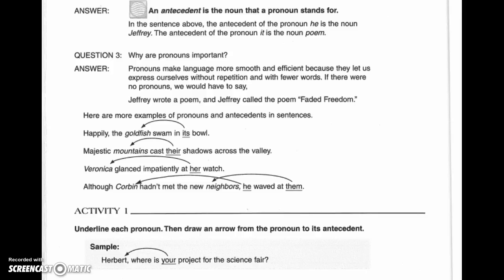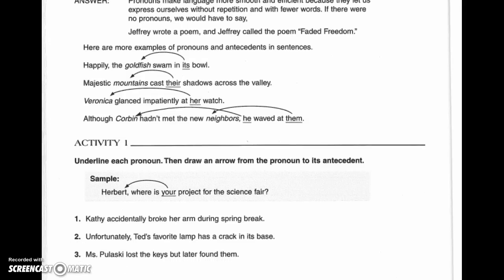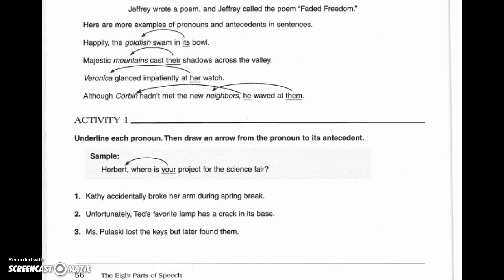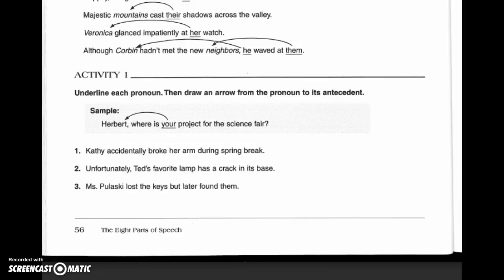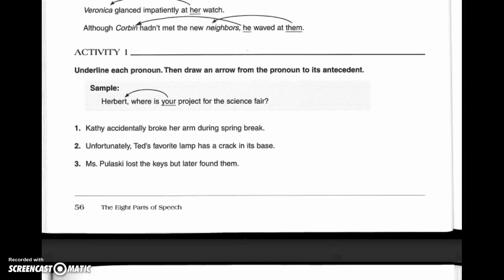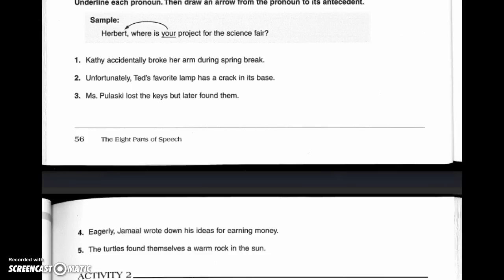In activity 1, you're going to be doing numbers 1 through 5, and I just simply want you to write out the pronoun and its antecedent. So in the sample you see, Herbert, where is your project for the science fair? Your is a stand-in for Herbert, so we're going to be writing out both words using an arrow from the pronoun your to the antecedent Herbert. Okay, I've got all 5 here, so pause your screen as you continue on.